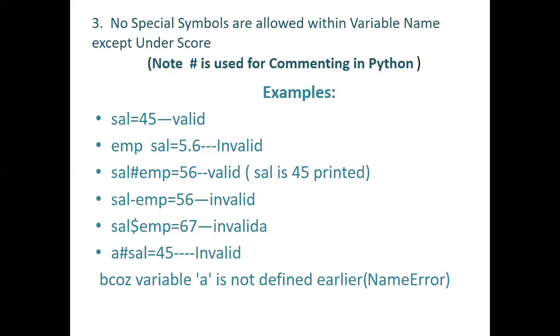No special symbols are allowed. Like hash is used for commenting purpose, I have shown you. Now, if I write sal is equal to 45, this is valid. Employee underscore sal is valid. Employee space sal is not, because space should be considered as a special symbol.